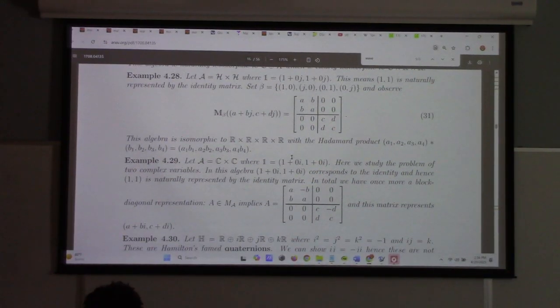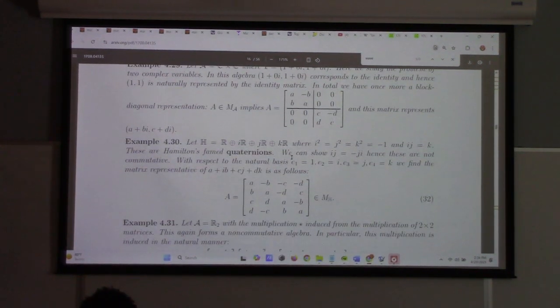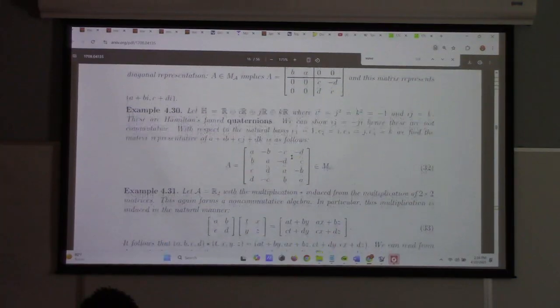And you can take pairs of hyperbolic numbers. You get matrix representations that look like this. Likewise for the pairs of complex numbers. Now, this is the matrix of the quaternions right there.